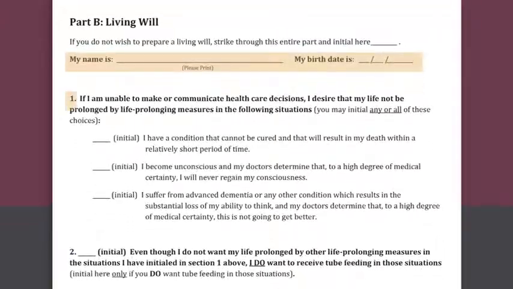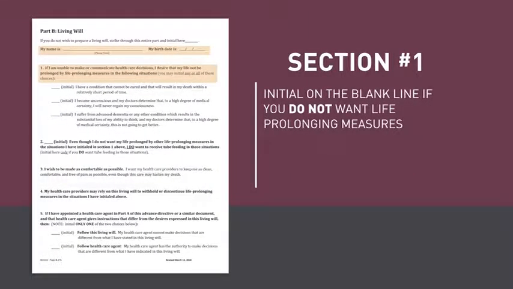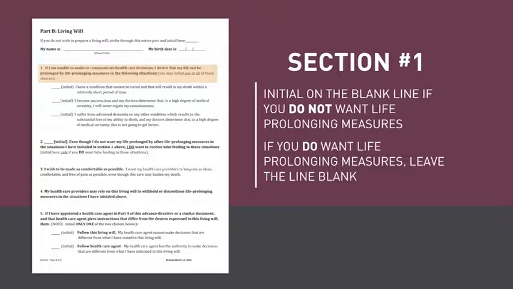In Section 1, you will review 3 scenarios in which you will be unable to communicate your healthcare decisions. When reviewing the scenario, you should initial on the blank line if you do not want life-prolonging measures. If you do want life-prolonging measures, if you have this condition, then you should leave the line blank.